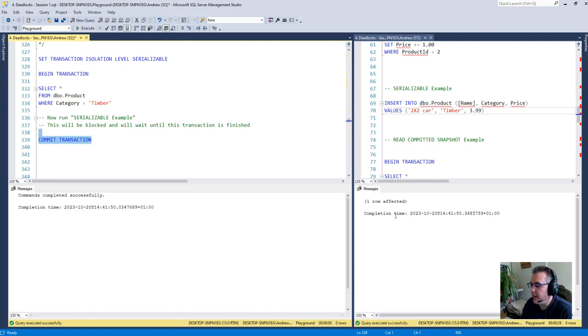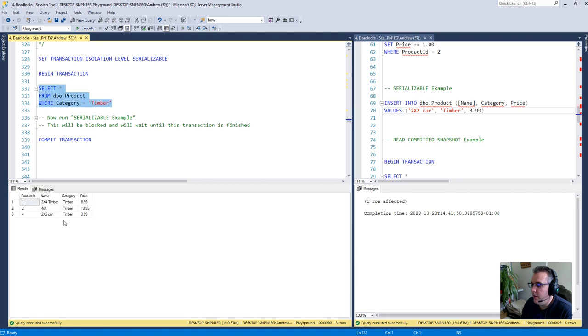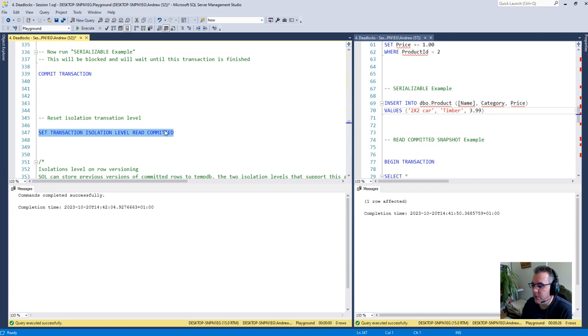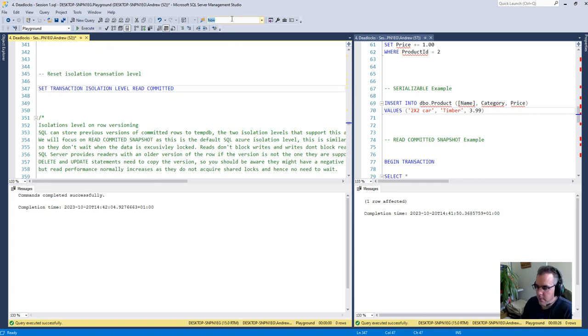So if I execute that, you'll see that that runs again. And if we run that now, we see we've got 2x2 car, whatever that is. Okay, so set isolation. We're going to put the isolation level back to read committed, the default, which is here. And move on to the next bit.